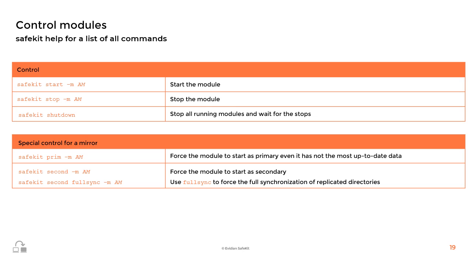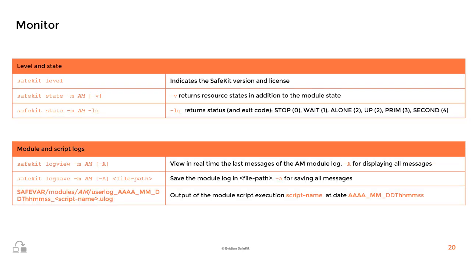Some special commands are available for a mirror module, and they must be used in special cases only. To force the module to start as primary even if it does not have the most up-to-date data, the safekit prim command can be used. To force the module to start as secondary, the safekit second command can be used. To force the module to start as secondary with a full resynchronization of replicated directories, the safekit second full sync command can be used.